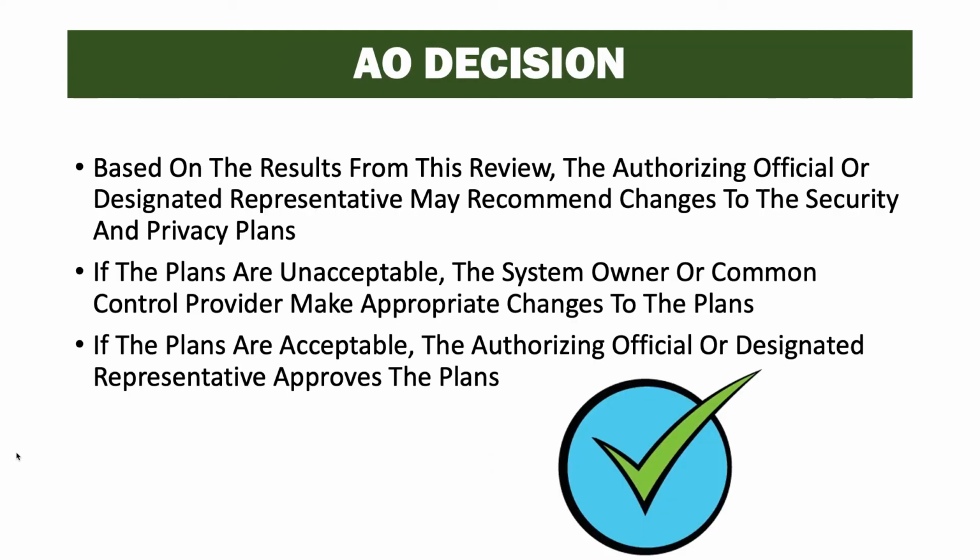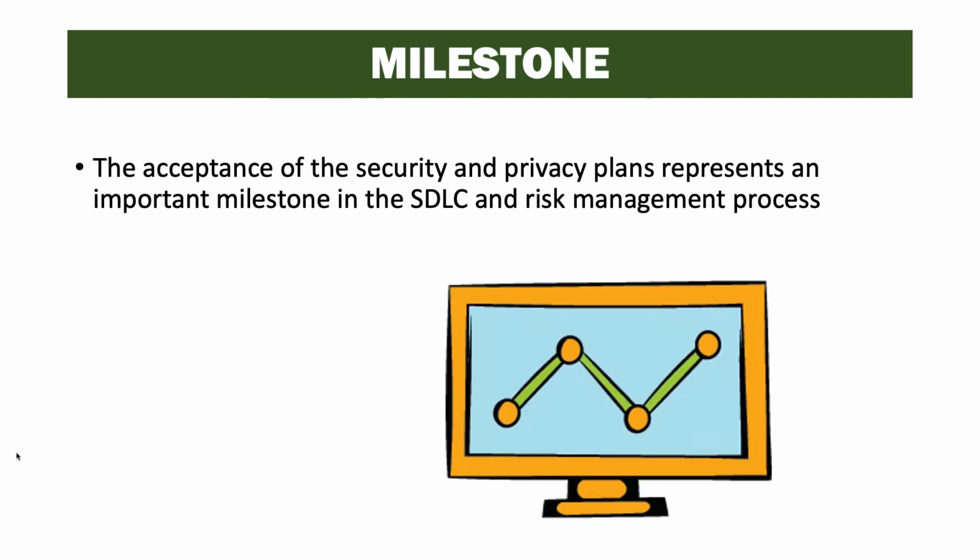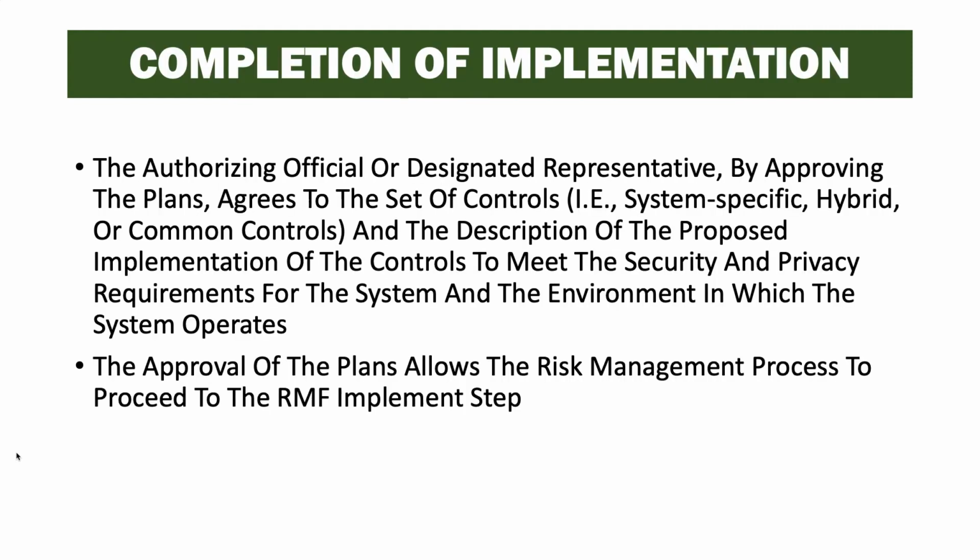Based on results from the review, the authorizing official or designated representative may recommend changes to the security and privacy plan. If the plans are unacceptable, the system owner or common control provider will make the appropriate changes to the plan. But if the plans are acceptable, the authorizing official or designated representative approves the plan. The acceptance of the security and privacy plan represents an important milestone in the SDLC and risk management process.